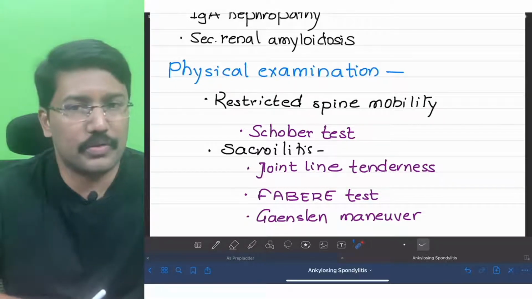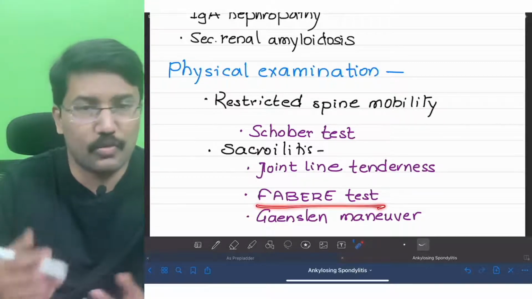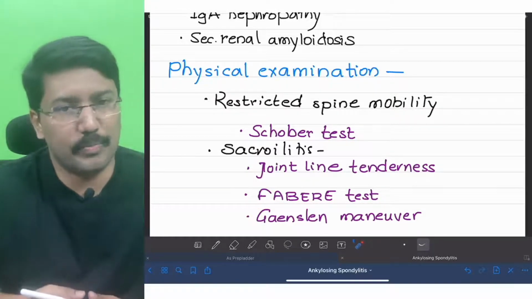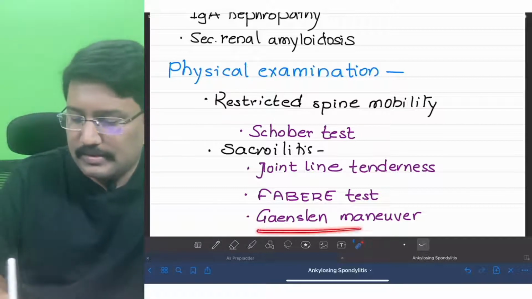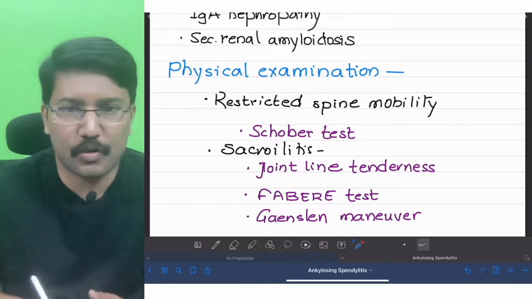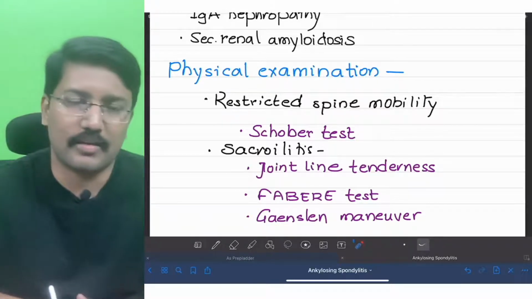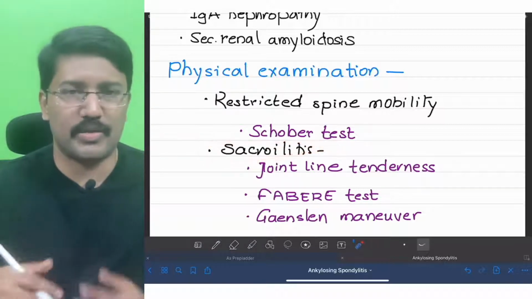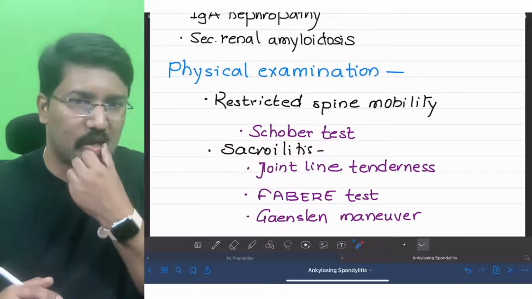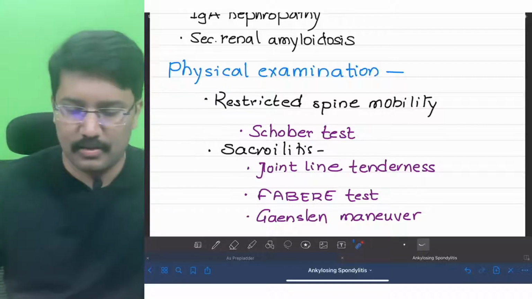And there are two maneuvers. One is the FABER test, or probably some of you recognize it as Patrick's test from orthopedics. And the Gaenslen maneuver. I'm not sure if it is pronounced like that or whether you want to call it the Gaenslen maneuver or Gaenslen test. That is another test which helps us to identify sacroiliitis. Basically we put some stress on the sacroiliac joint to see if pain or tenderness is triggered there.